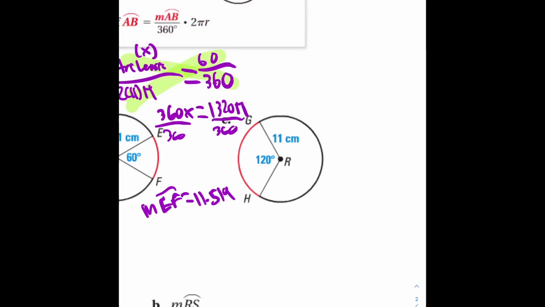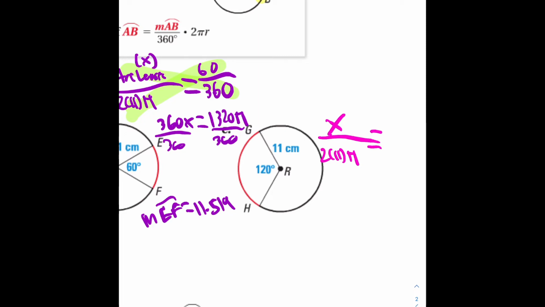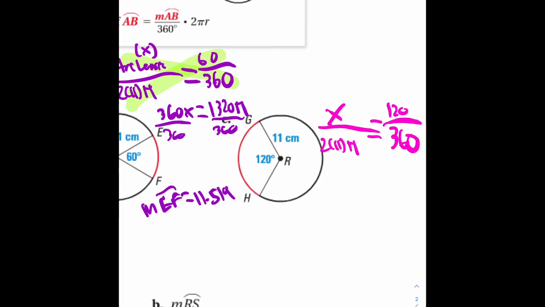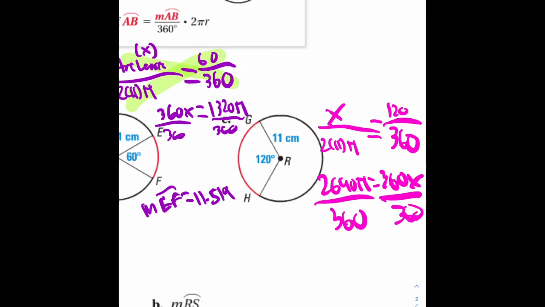Still use the radius. So again, if I'm looking for my arc length, I'm just going to call it x over my circumference, 2 times 11 times pi equals my central angle, which is 120 this time, but the circle still has, again, a part to whole of 360. So 120 times 22 pi, 2640 pi equals 360x. Divide by 360. And we're going to get an arc length of 23.038.